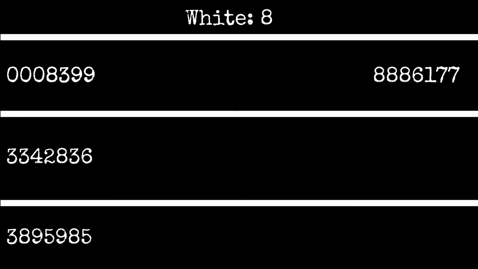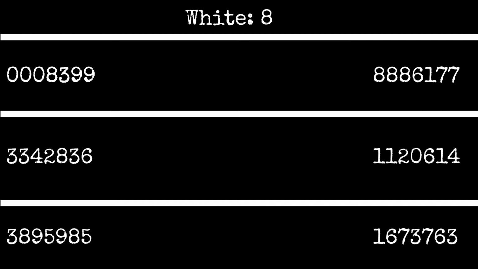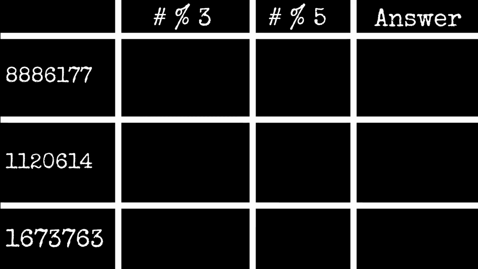Now we do the same thing with the other 2 numbers. Since they are both white as well, we can add 8 to each number. The second number becomes 1120614 and the third becomes 1673763. Now we have to see if each number is divisible by 3 or 5.